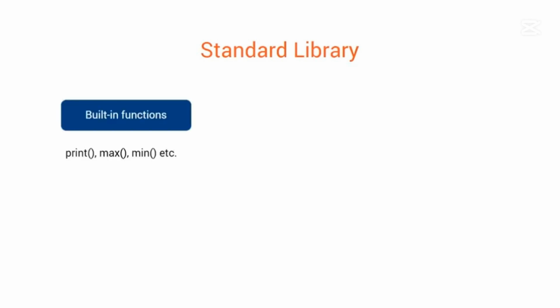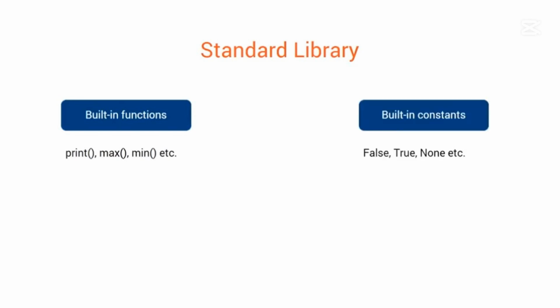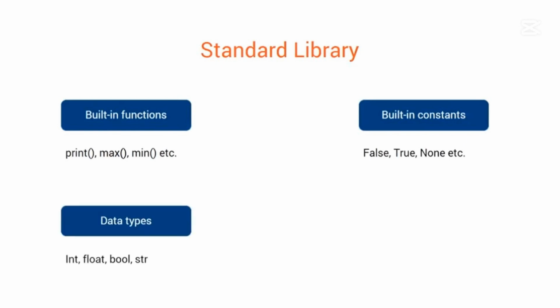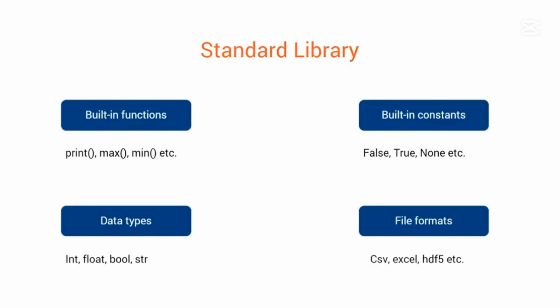First topic that we'll be discussing is standard library. A standard library is a collection of code that you get when you install Python into your systems. Some examples of things included in standard library are built-in functions like print, max, min, etc. Built-in constants like False, True, None, etc. Data types native to Python such as int, float, bool, and str. Different file formats that Python supports reading and writing. There are many other types of code too, like code to handle internet connections, etc.